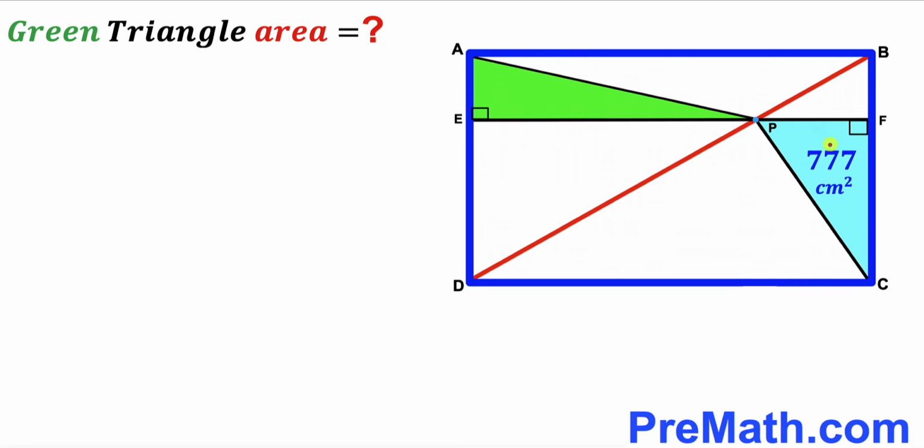Furthermore, the area of this blue triangle has been given to us as 777 centimeter square. And now our task is to calculate the area of this green shaded triangle AEP.